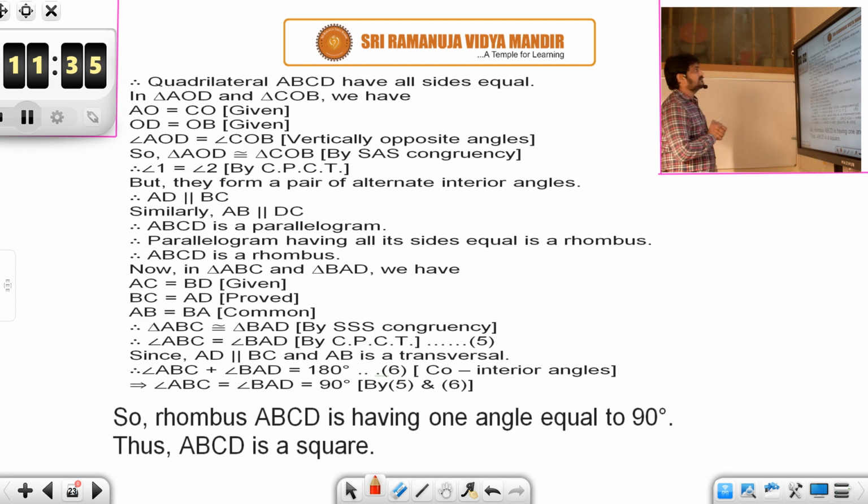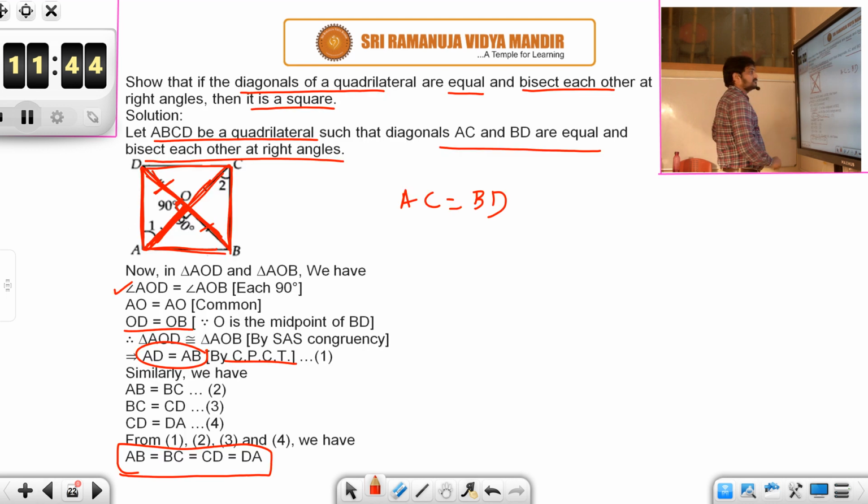So quadrilateral ABCD has all sides equal. Now what you will do is consider triangle AOD and triangle COB. In these two triangles, this is 90 and this is 90, right? And then OD is equal to OB, and this is equal to this one. So these two triangles are congruent, right?